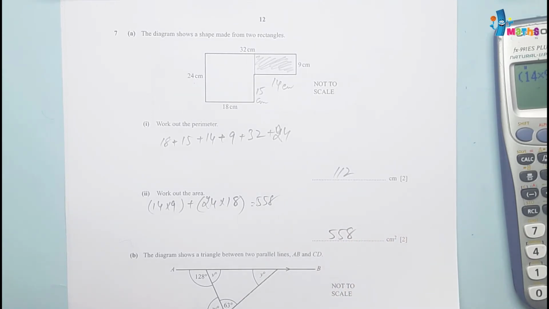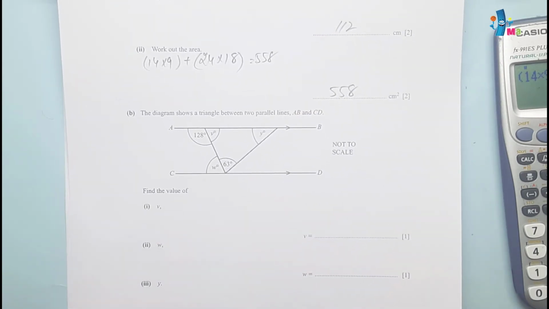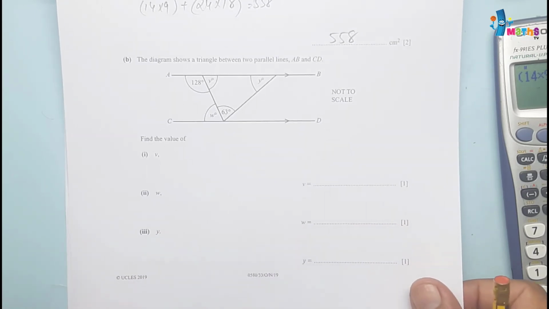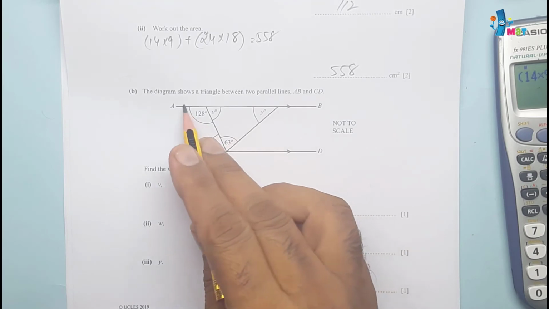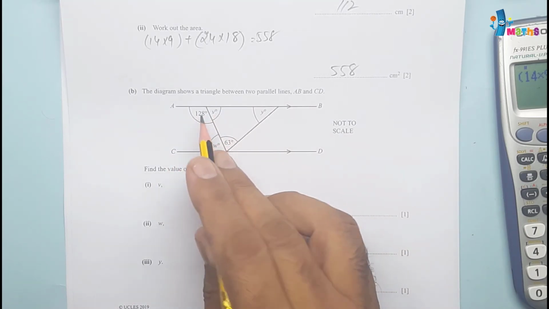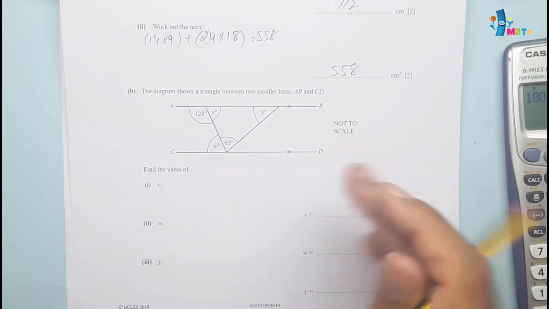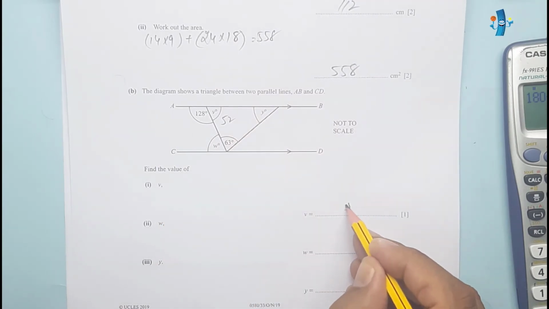Then B part, the diagram shows a triangle between two parallel lines AB and CD, and find the value of V. Value of V is this one, and this, we know this is straight line, so 180 minus 128 will be equal to 54, and this is 54.